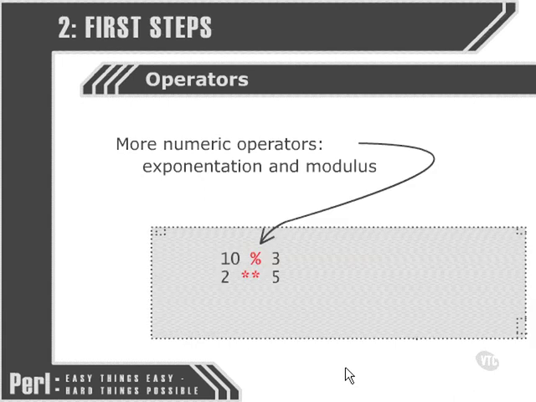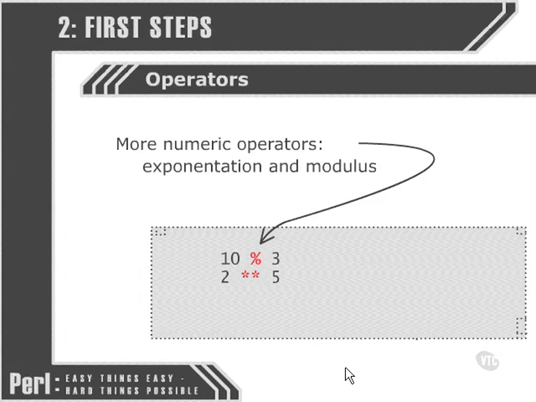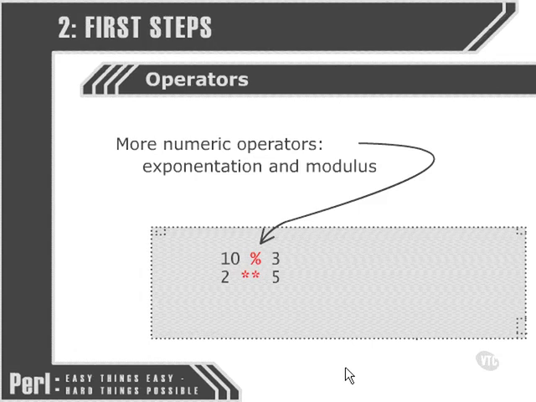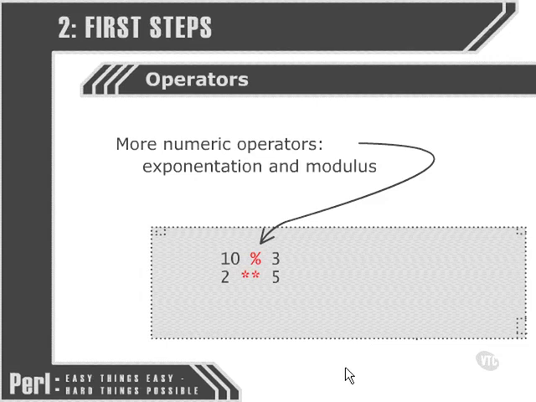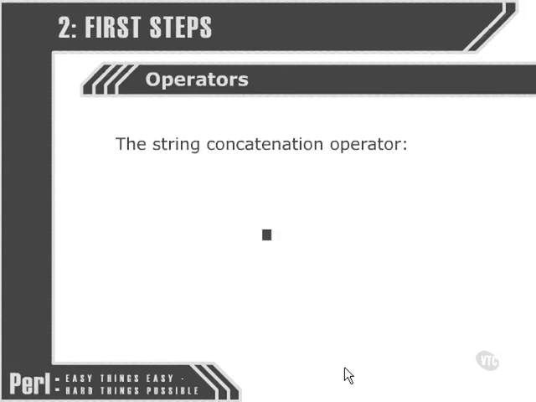Here are some examples. 10 modulus 3 will return the remainder of 1, because 3 3s are 9, and then we can't fit another 3 in there, so whatever's left, that's the value that returns. 2 to the power 5, we can work quite quickly up the binary scale to find that 2, 4, 8, 16, 32. Another operator which we should be aware of is the string concatenation operator.